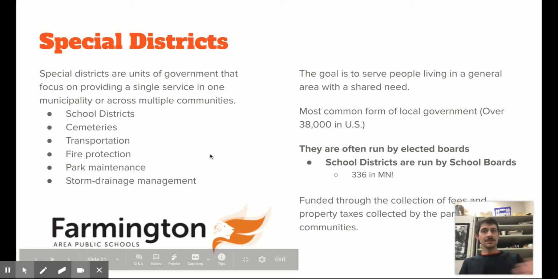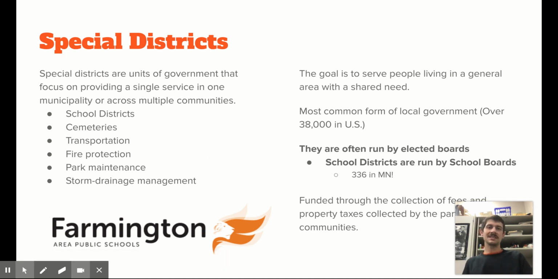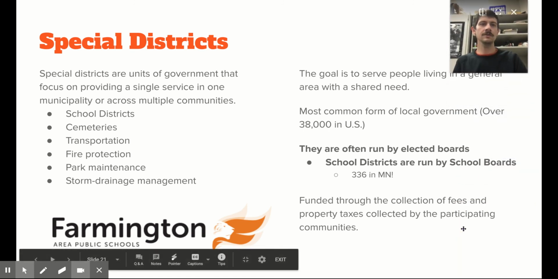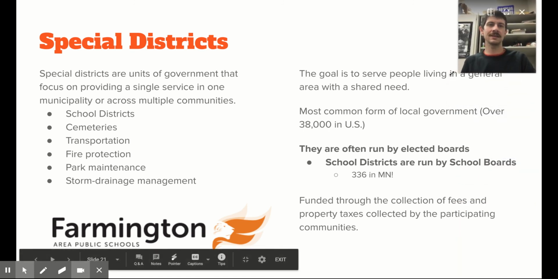The largest area of local government are these things called special districts. And special districts oversee a very specific need within a community.